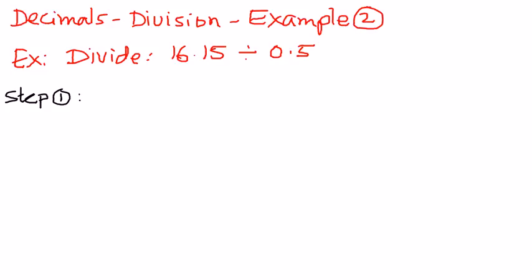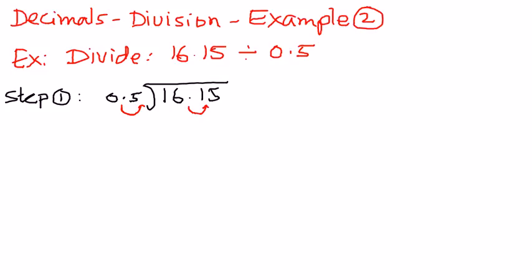Step number 1. To divide decimals, move the decimal point in the divisor to the right so that the divisor is a whole number. So this is the way we can write it. 16.15 divided by 0.5. So according to the first step, we're going to move the decimal point to the right.